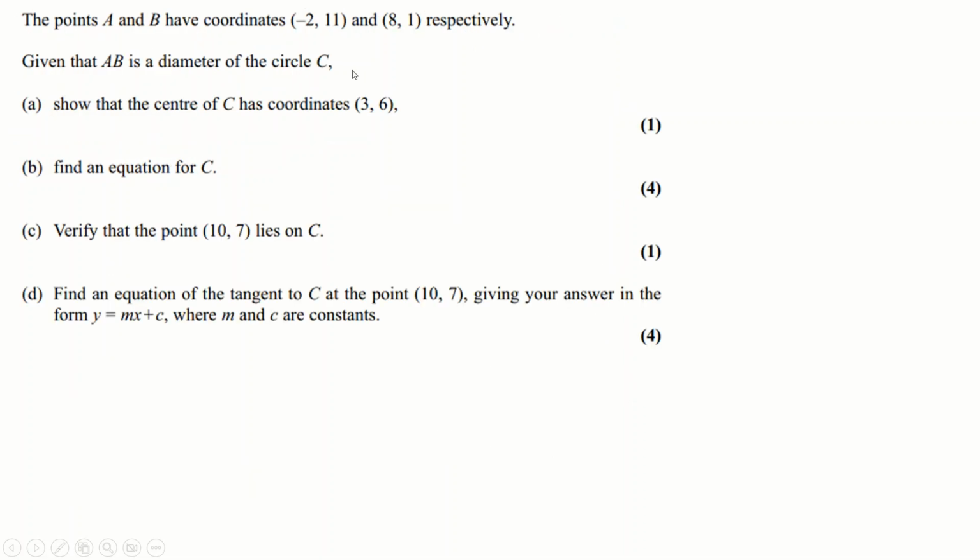So now we have a nice circles question. So these are 2 points on the circle. They're the diameter, which means the center is in between them. So just average the x coordinates, average the y coordinates, and we get 1 mark for that. Good. Equation for C. So the center is 3, 6. So it's x minus 3 squared plus y minus 6 squared.